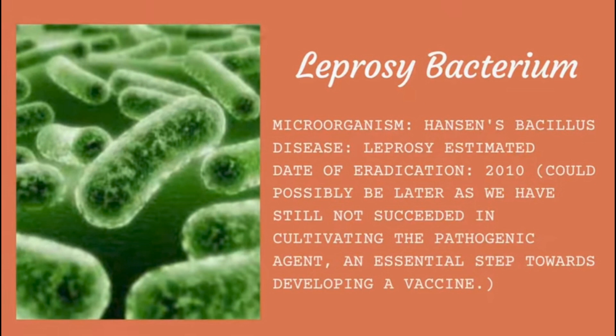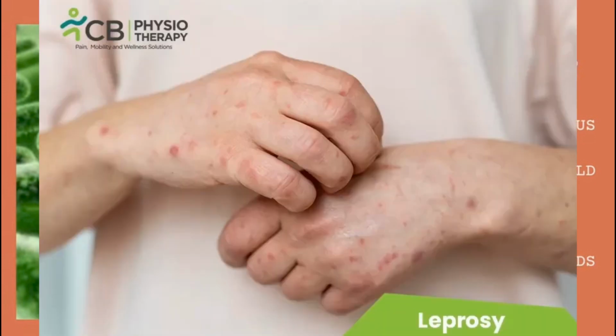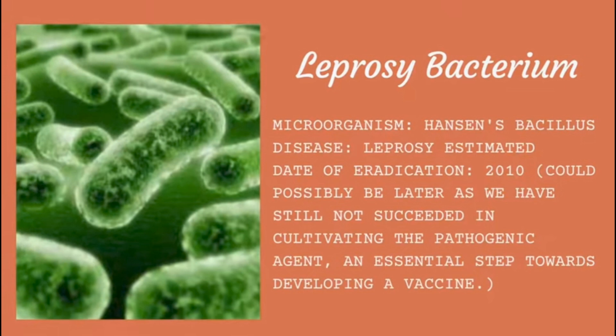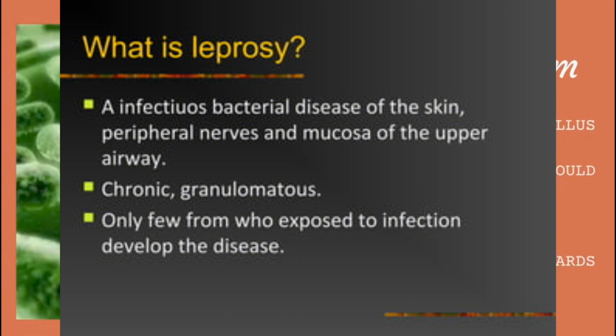This is the third example of microorganisms. So, this is leprosy bacterium. What is the effect of leprosy bacterium on the human body? So, what is the definition of leprosy? An infectious bacterial disease of the skin, peripheral nerves, and mucosa of the upper airway. Chronic granulomatous. Only a few of those exposed to infection develop the disease.